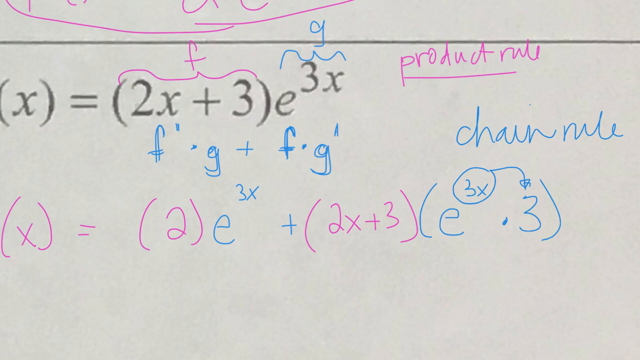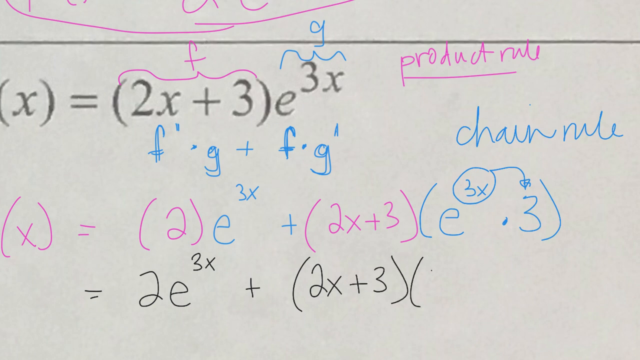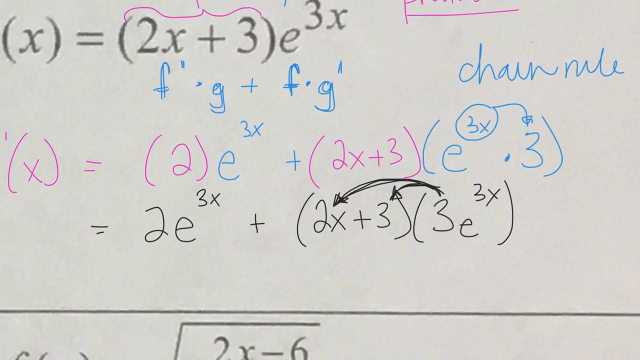Now we have to do our algebraic simplification. So this is 2e to the 3x, that's not too bad, plus 2x plus 3 times 3e to the 3x. You put the number in front of your exponential, which is the traditional way of doing that. So now we're going to do our algebraic simplification and distribute our 3e to the 3x to both of our terms here.